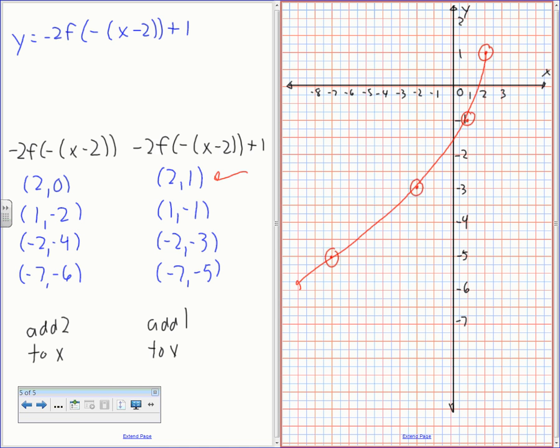Now, you're probably thinking, well, Mr. Sadler, we said every square root graph looks like this. Take a look. This had a negative in the y, so it's going to flip, and then a negative in the x, so it's going to flip the other way. That's why it's going to be weird like that.